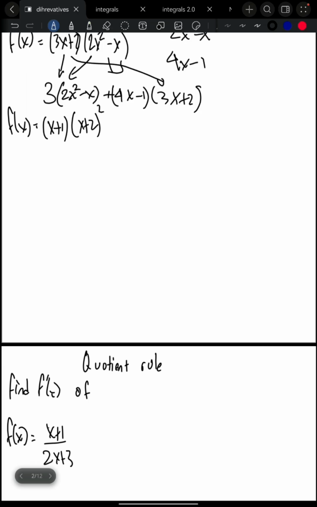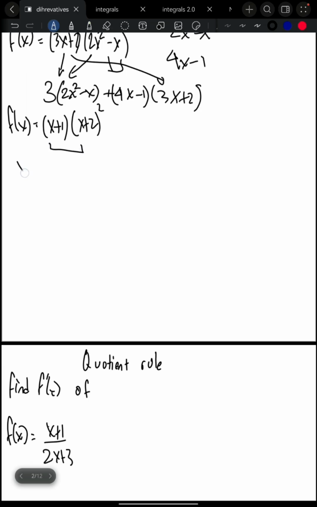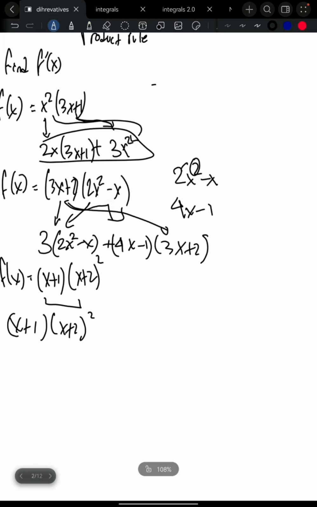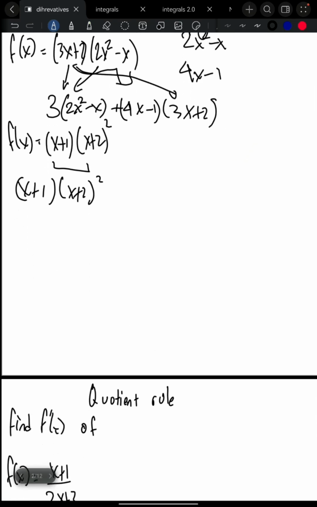Okay, this one seems tough. This is just x plus 1 times x plus 2, whole squared. Since I didn't teach the chain rule yet, I'm just going to pretend I don't know the chain rule. You could technically expand these out and then differentiate. But I'm teaching this because further on it's going to be harder to expand.